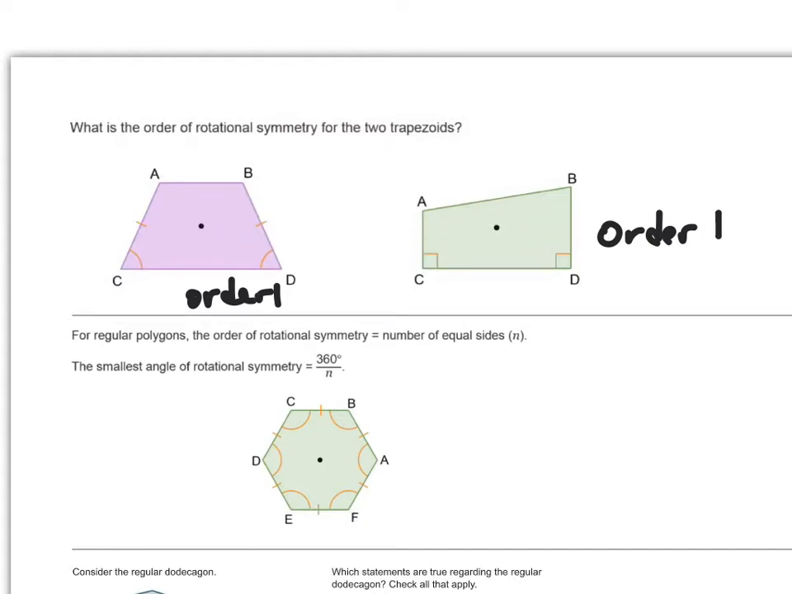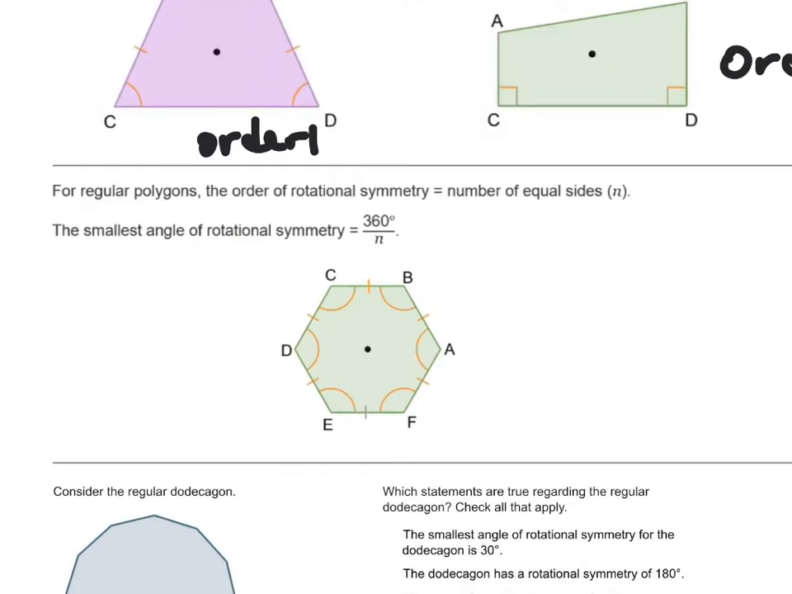Then we can also talk about something like a hexagon. For regular polygons, the order of rotational symmetry is equal to the number of sides n. So for this, because this is a hexagon, it has an order of 6 for rotational symmetry.